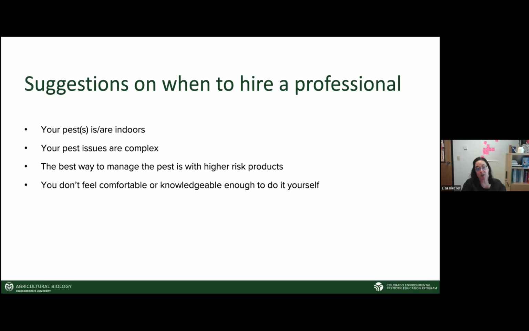If your pest issues are complex, you have multiple pests on multiple different species, and you're having trouble figuring out a good way to manage them, that's a good reason to call a professional. And if the best way to manage the pest is with a higher risk product, like something that has a warning or a danger signal word or says professional use only, then you should call a professional. And if you just simply don't feel comfortable or knowledgeable enough to do it yourself, that is an incredibly good reason to hire a professional.